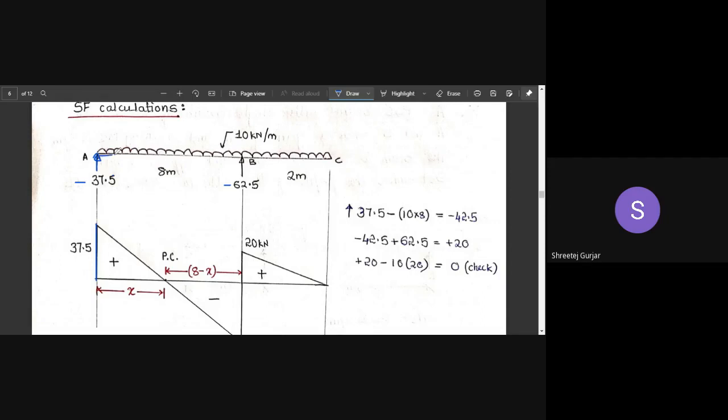Then we have this UDL, which is over 8 meters. The span is 8 meters, and the intensity is 10 kilonewton per meter. Because this is going downwards, right?